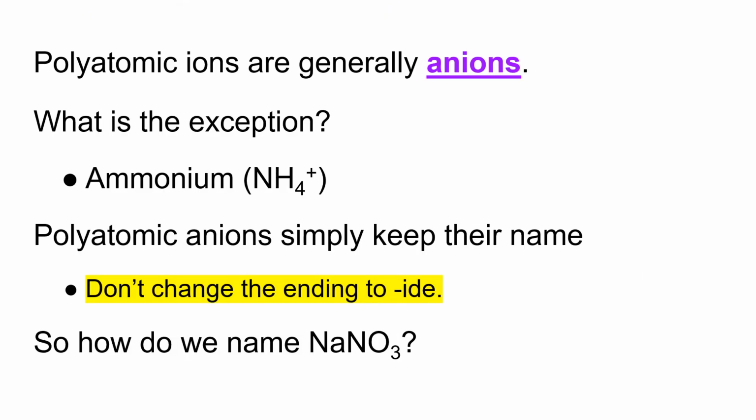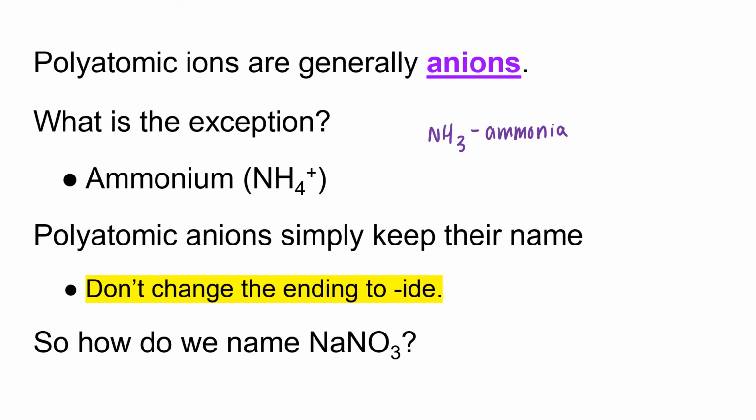So like I just said, polyatomic ions are generally anions. There is an exception to that with the common polyatomic ion called ammonium, which is NH4. This is slightly different than a compound called ammonia, which has a formula of NH3. Because they have different formulas, they do have slightly different names.